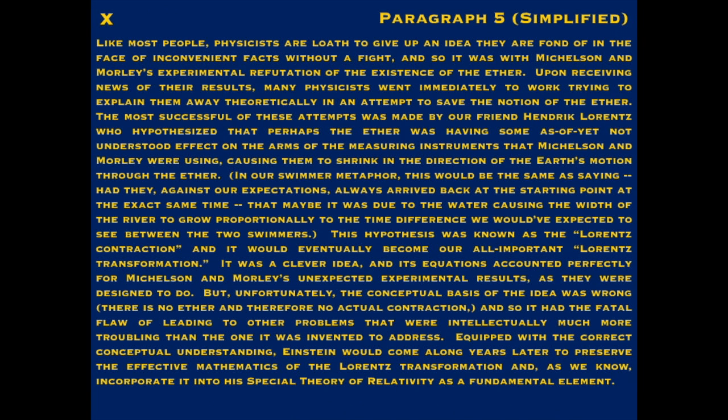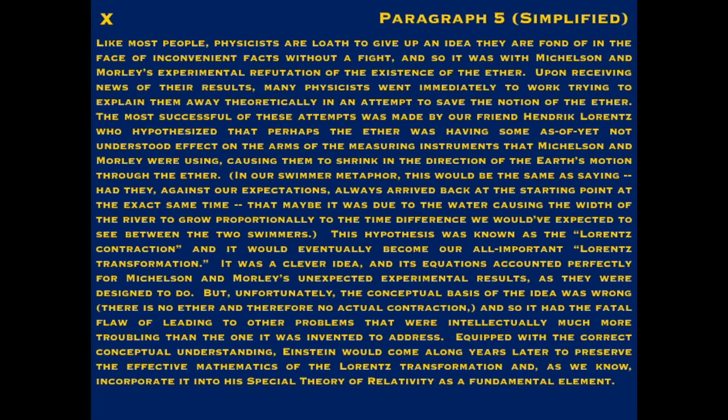Like most people, physicists are loath to give up an idea they are fond of in the face of inconvenient facts without a fight, and so it was with Michelson and Morley's experimental refutation of the existence of the ether. Upon receiving news of their results, many physicists went immediately to work trying to explain them away theoretically in an attempt to save the notion of the ether. The most successful of these attempts was made by our friend Hendrik Lorentz, who hypothesized that perhaps the ether was having some as-of-yet not-understood effect on the arms of the measuring instruments that Michelson and Morley were using, causing them to shrink in the direction of the Earth's motion through the ether.